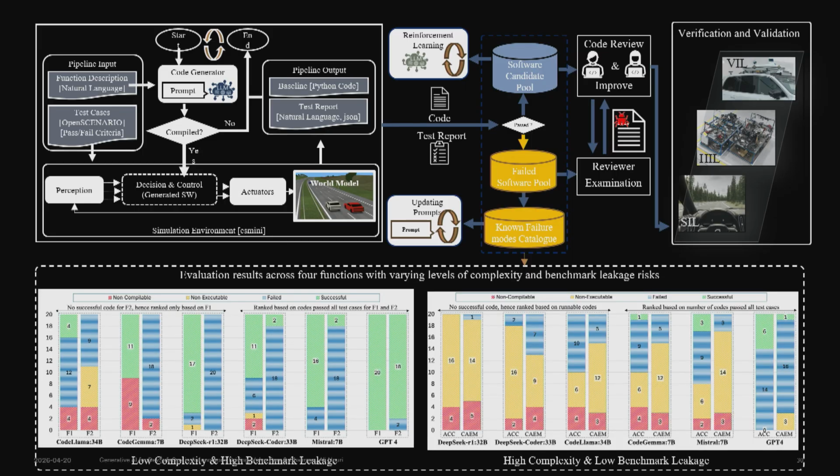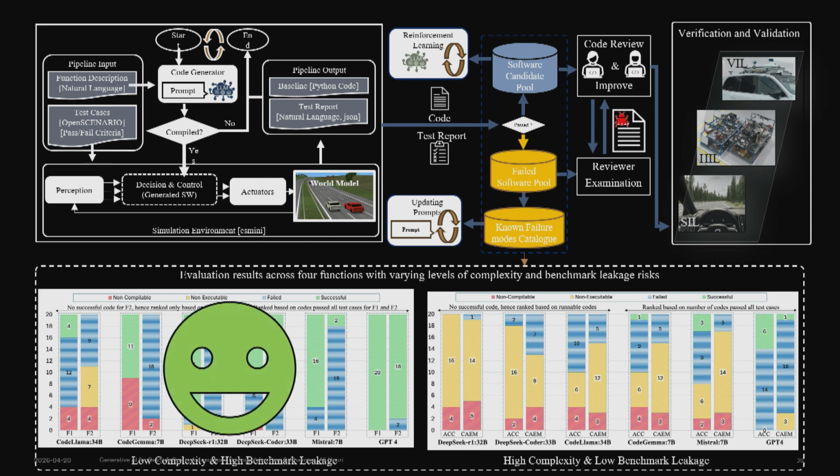And here are the results. I won't go into the detail, but simply the green means that it was successful. And we did this experiment with multiple open source models and also cloud-based models. And as you can see, we tested 4 functions, F1 to F4. F4 is the function that I described, which is the most difficult one for this experiment. And the others are simpler.